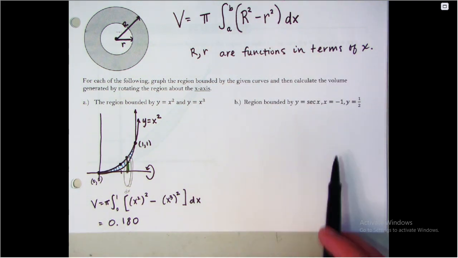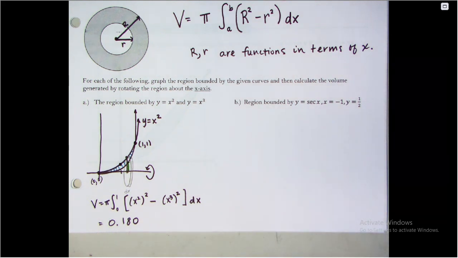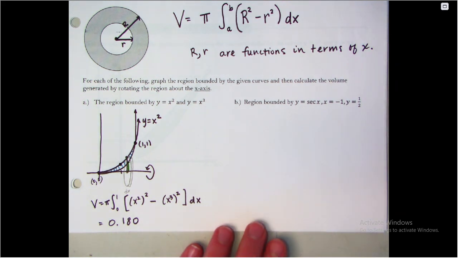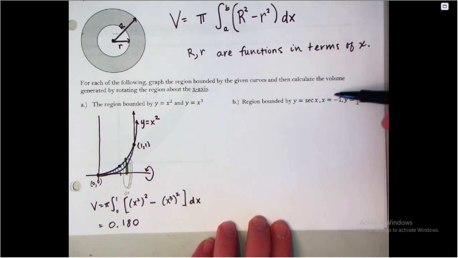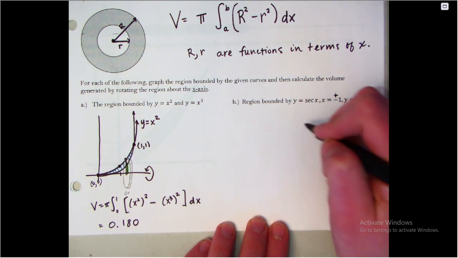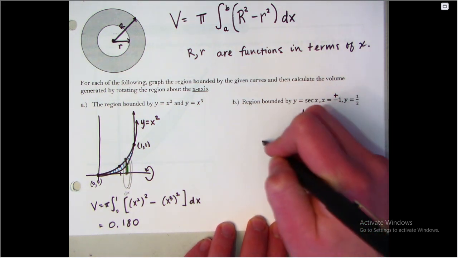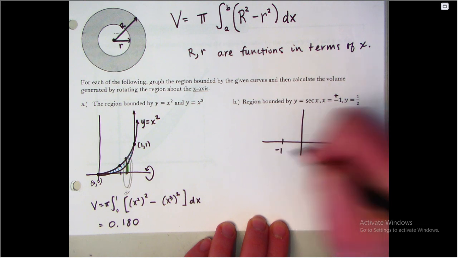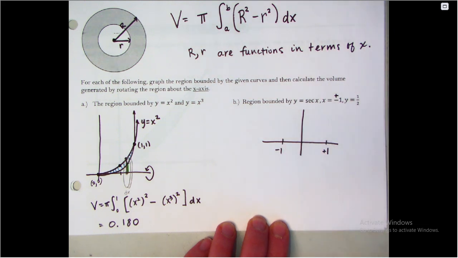Take a second, hit pause, and try the next one. I'll assume you've already done it, but let's walk through it anyway. We are interested in the secant function. We've got to draw that one in. We've got x equals -1 and y equals 1/2. Oh, I think I missed something. I just noticed in my key I did positive and -1. So let's draw a quick sketch here. x equals -1, x equals +1.